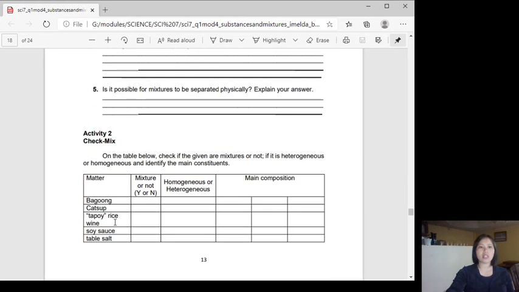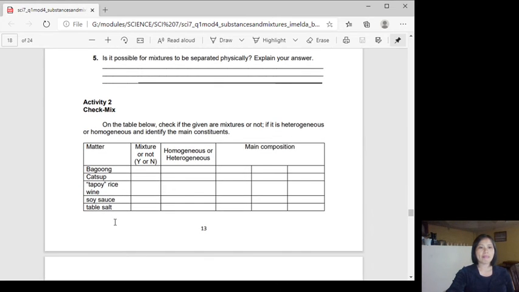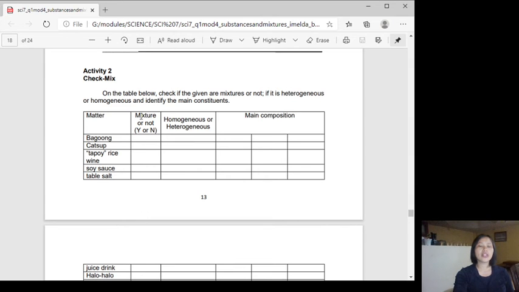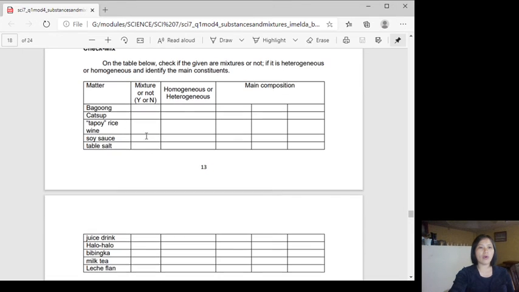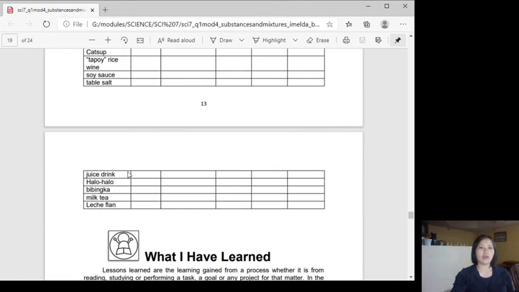Then we go to assessment or activity number 2. In here, you are just going to write Y if it is a mixture, and N if it is not a mixture. These are all mixtures that you use at home, right? Examples of mixtures that you use at home. Bagoong, and so on, okay, all of these ones, you might have eaten them or you might have drank them.